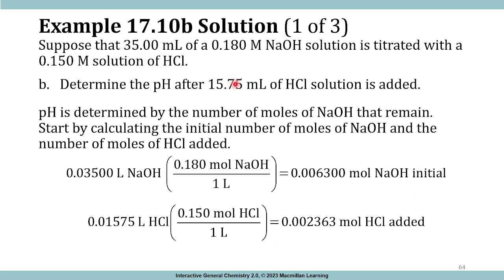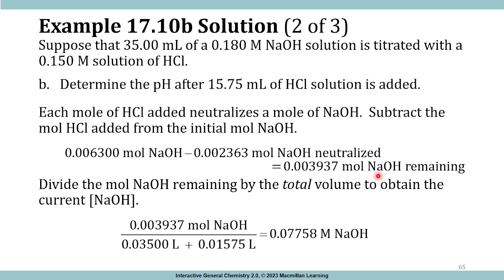We take the 15.75 milliliters, get that into liters, and again, multiply that by molarity, and that gives us our moles of HCl. We take the difference between these two numbers, and that's going to give us our remaining moles of, in this case, NaOH, right? Because we have extra NaOH that still remains. We'll take those moles of our NaOH, we need to divide those by the total volume. The total volume in this case is going to be the 35 milliliters plus the 15.75 milliliters, divide by 1,000 because those are in milliliters, we need them in liters. We divide by that number, we get the molarity of NaOH.